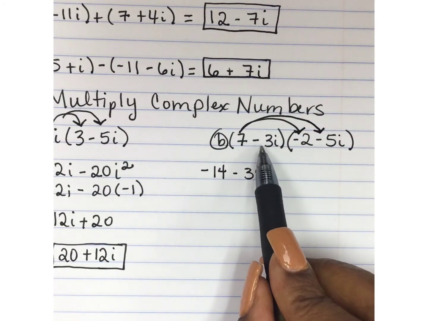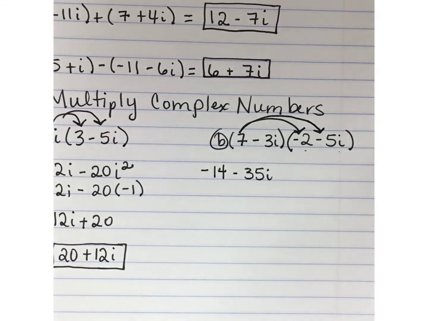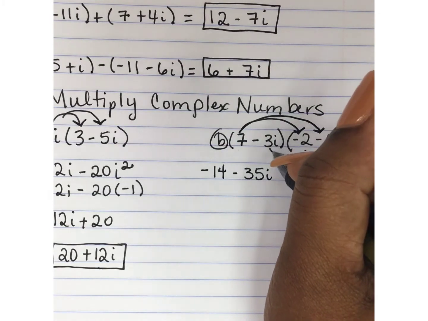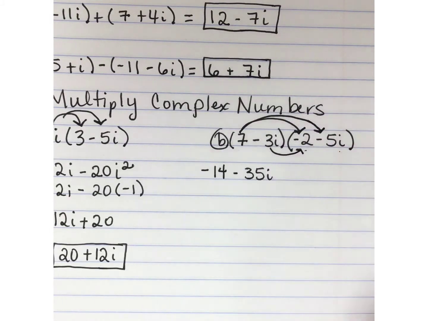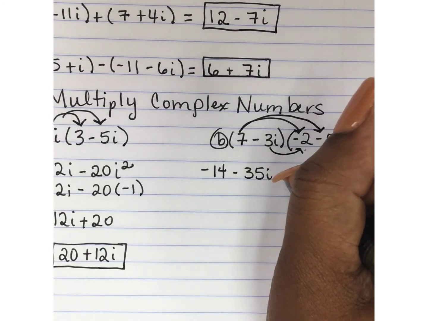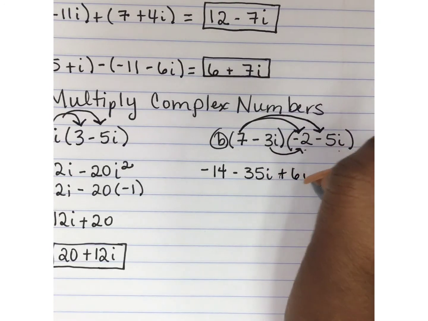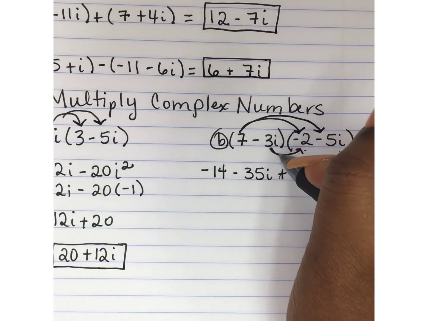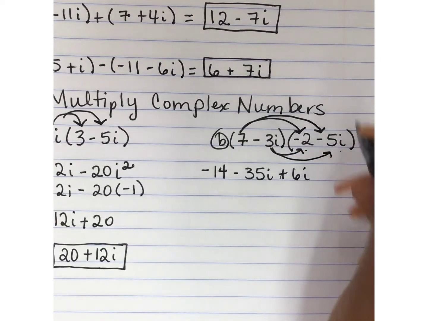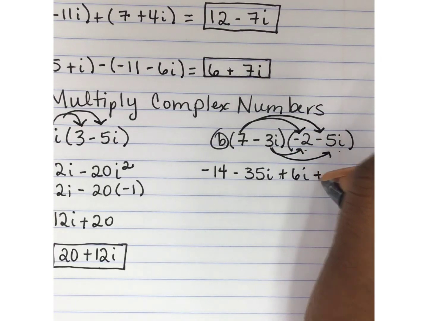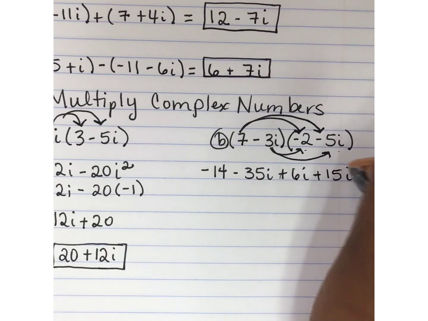Now I have to give -3i to everything in the parentheses, and we have -3i times -2, we get +6i, and we have -3i times -5i, and we get +15i squared.